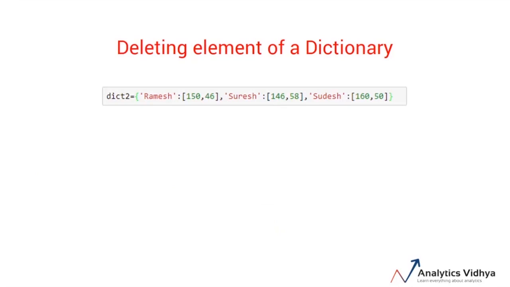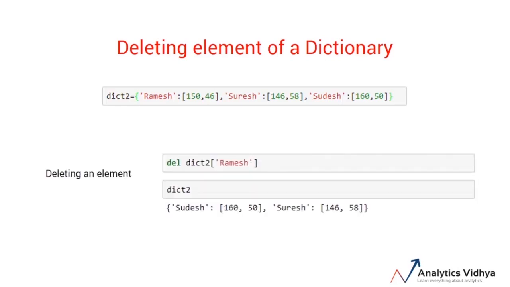Now, what if we want to delete elements from a dictionary? This is the dictionary that we'll be working on. Deleting an element in a dictionary is very much similar to that of a list. But here, instead of the index, we pass in the key that we want to delete from the dictionary. So for example, if I want to delete the details of Ramesh, I can do something like del, dict2 and Ramesh. So it will delete the Ramesh key value pair from the dictionary. So now our dictionary looks like this, where it has Suresh and Sudesh details.